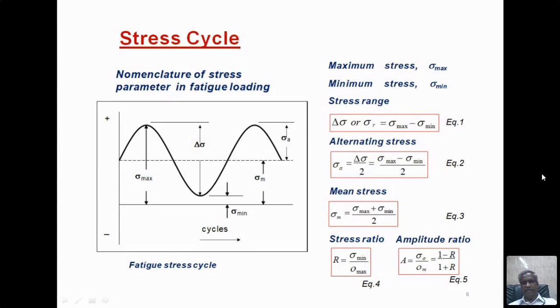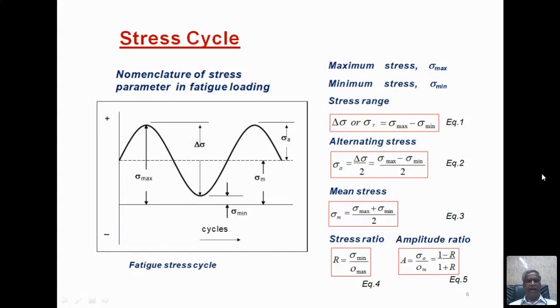What is the minimum stress? Minimum stress is referred to by sigma min. The stress range is nothing but the difference between maximum stress and minimum stress. Normally it is denoted by delta sigma or sigma r. So the stress range is delta sigma, sigma max minus sigma min. Another terminology is alternating stress. What is meant by alternating stress? It is the stress range divided by 2, the difference between maximum stress and minimum stress divided by 2: sigma max minus sigma min by 2.